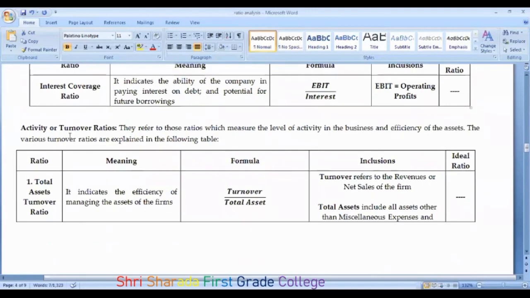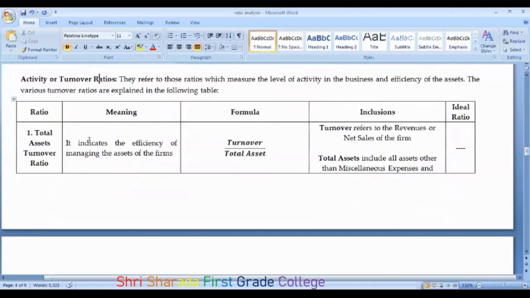So what is the activity or turnover ratio? Activity measures the level of activity in the business and the efficiency of the assets. The various turnover ratios are explained in the following table. So there are also the activity and turnover ratios. What is the activity in the business, whether purchasing or any sales activity? That is the activity or turnover ratio which will be discussed. Sales turnover is nothing but the sales ratio.